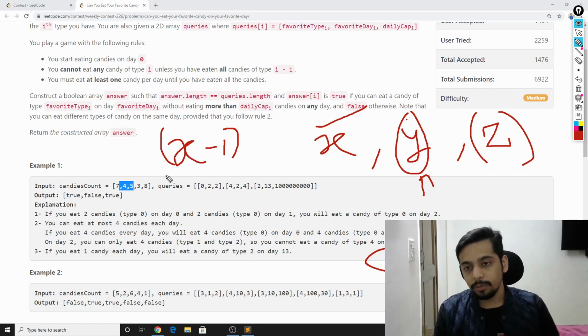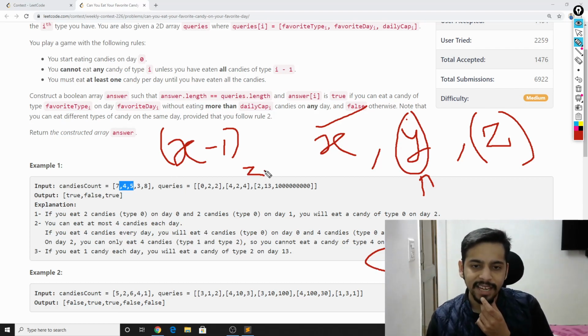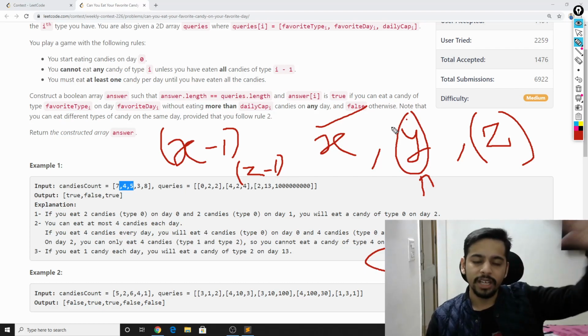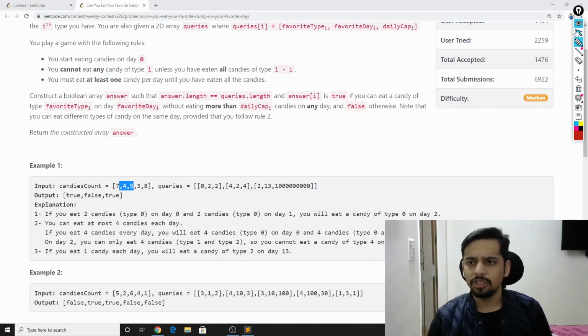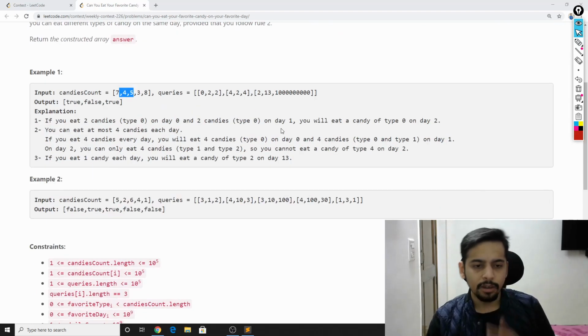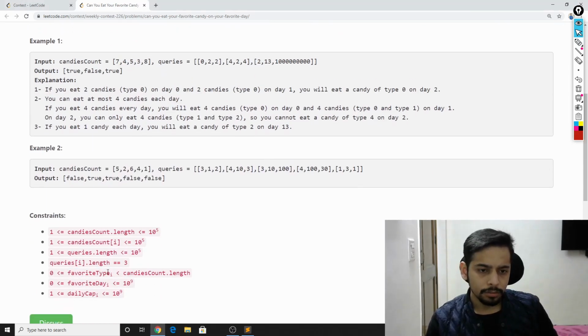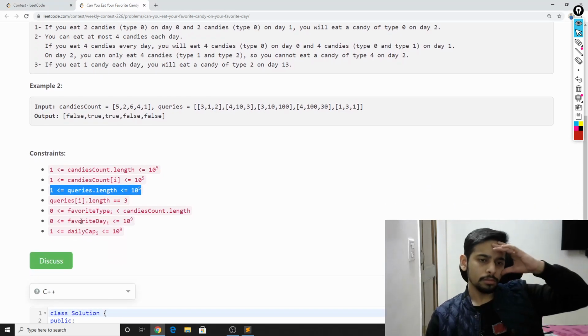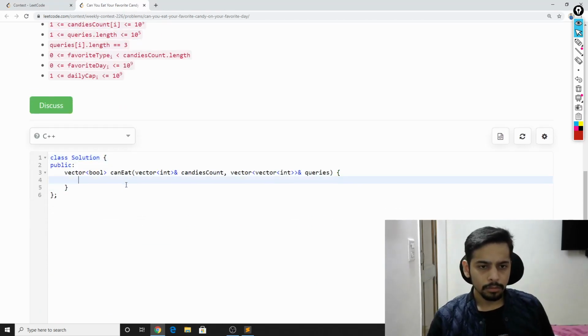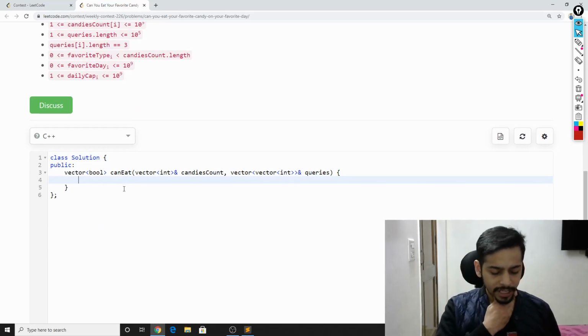Or most of them should get eaten up, except for a few others; at max Z minus 1 candies could remain of other types on day Y, because then I could eat Z minus 1 candies of other types along with one candy of the Xth type. Kind of makes sense to me. I'll probably start off with the coding part now, and we'll discuss later. I will need prefix sums for sure.